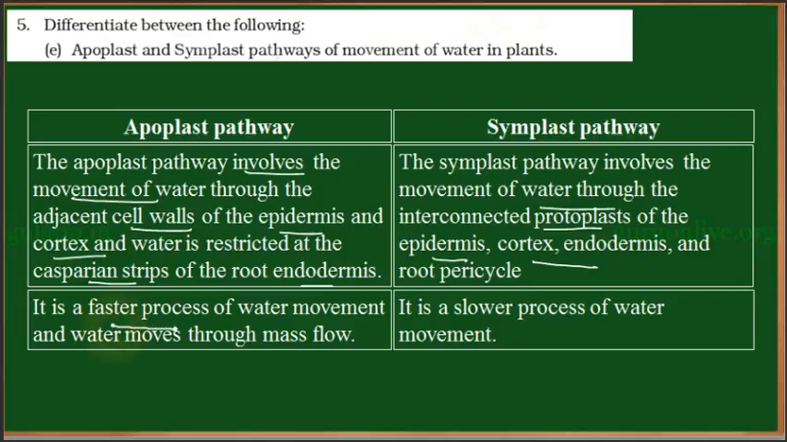Now this is a faster process because it does not move from one cell to another, so it is just moving between the spaces. Now this process is slower because here osmosis has to take place. So in the apoplastic pathway, water is moving between adjacent cell walls. In the symplastic pathway, water is moving through the protoplast.